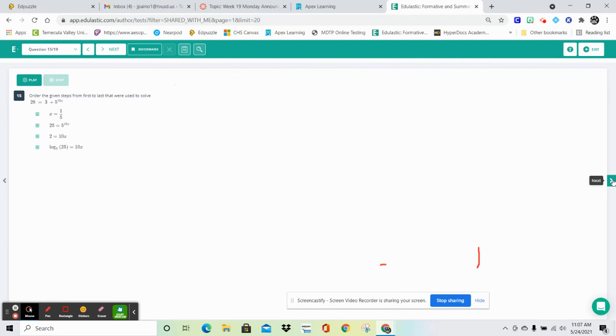Order the given steps from first to last that were used to solve. If I was solving this, the first thing I would do is subtract 3 from both sides. So this one's going to be first. Now we're at this point. Then we're going to have to rewrite it as a log. And then 5 to the 20, that's just 2, so we're going to simplify that. Then we got our answer.